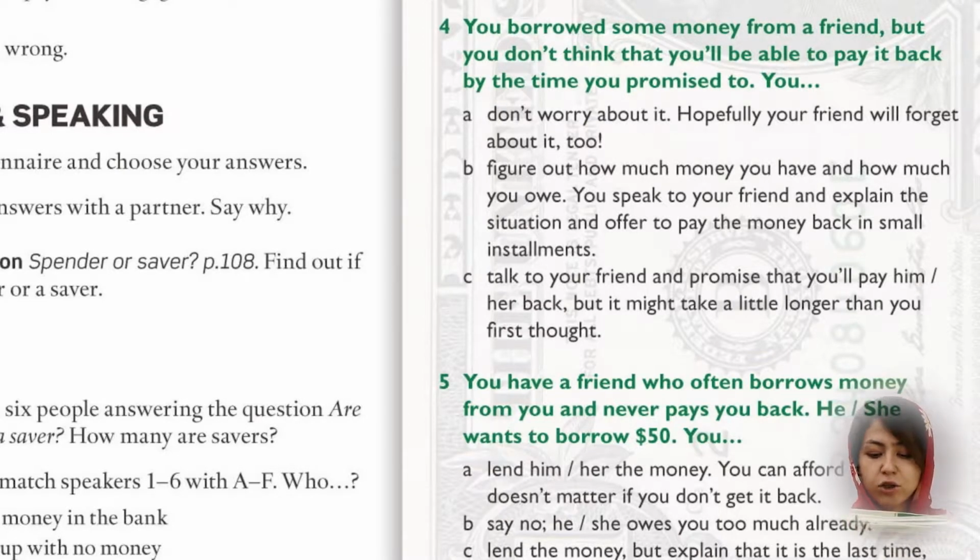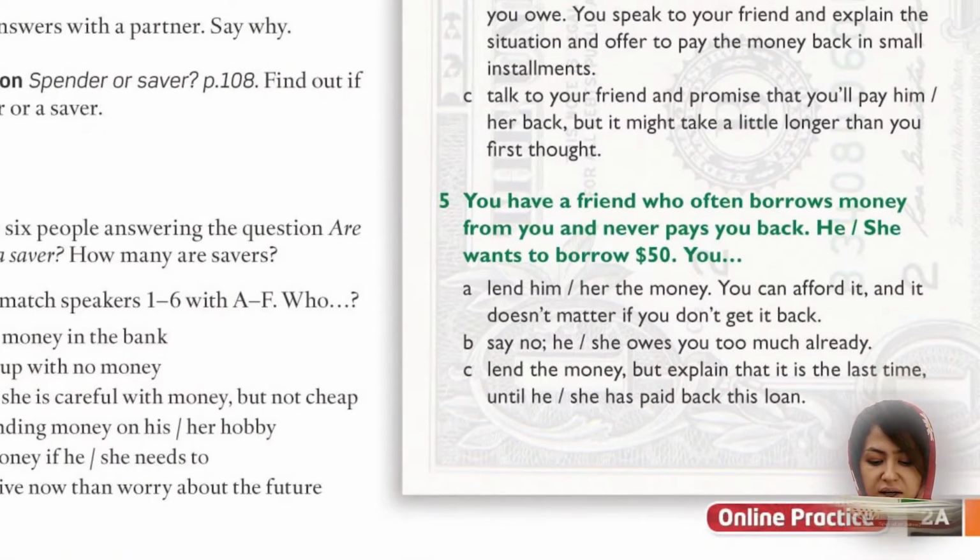So again, the choice is yours. Let's go to number 5. You have a friend who often borrows money from you and never pays you back. He or she wants to borrow $50. A, you lend him or her the money. You can afford it, and it doesn't matter if you don't get it back. B, say no. He or she owes you too much already. C, lend the money but explain that it is the last time until he or she has paid back this loan. A loan is the amount of money that you owe somebody.